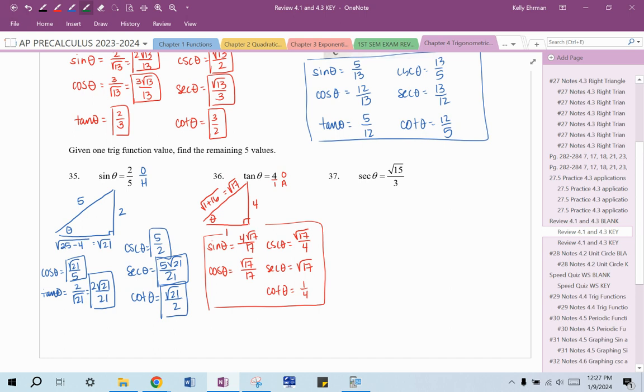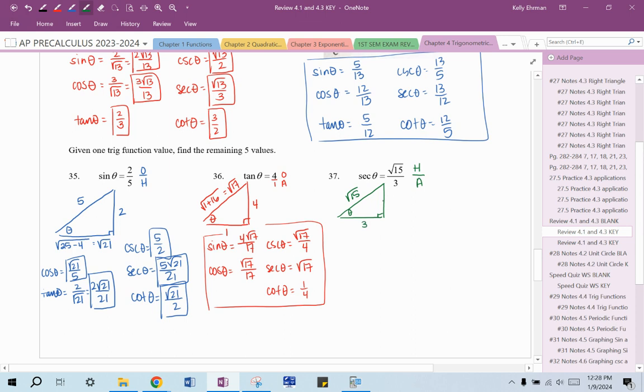And our last set for this, secant theta, that's the reciprocal of cosine. So remember, that's hypotenuse over adjacent. So this is a little different. The hypotenuse is radical 15. The adjacent side is 3. And so we have to find this missing leg.